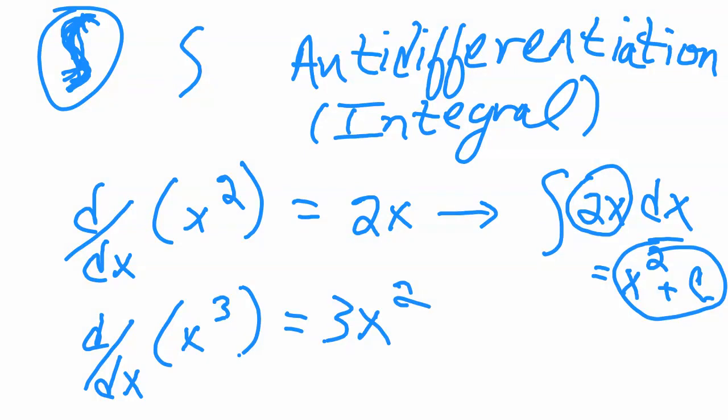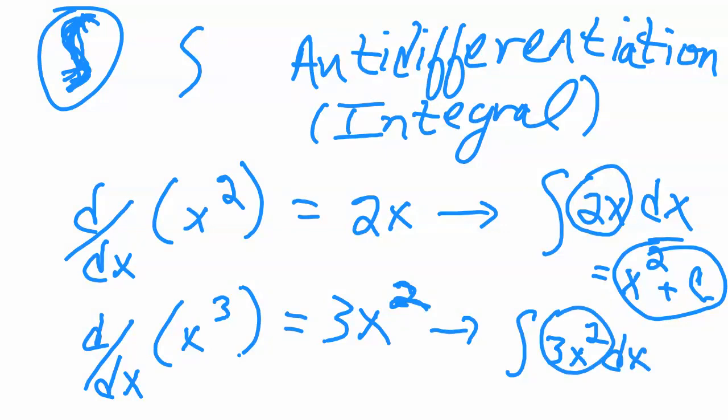And then, of course, the same thing here. If the derivative of x cubed is 3x squared, then what is the antiderivative of 3x squared with respect to x? And so this is what I'm taking the antiderivative of. Of course, we already know the answer. The derivative of x cubed is 3x squared, so that would work, but I could also add any constant c.